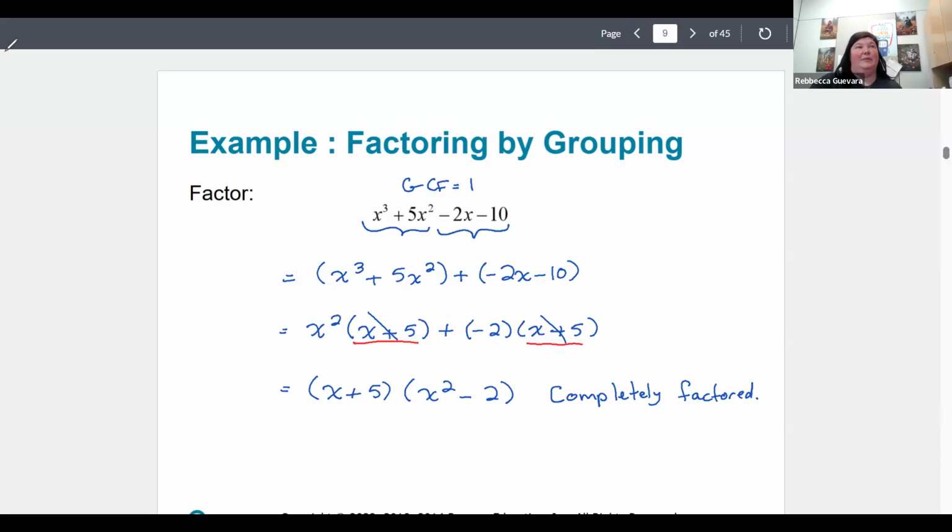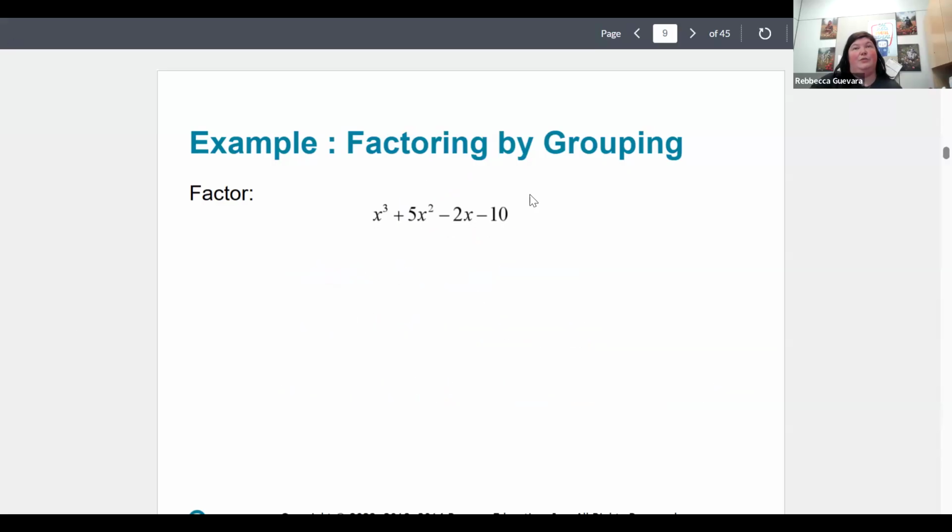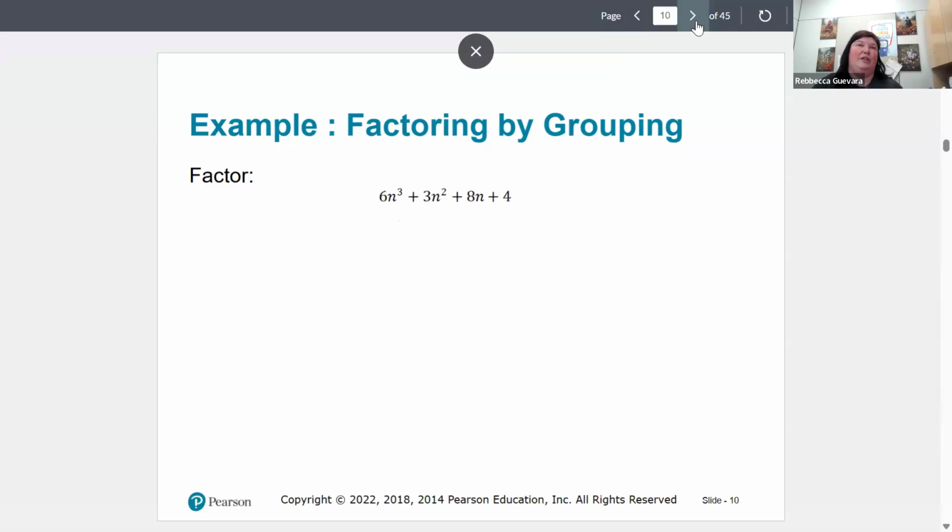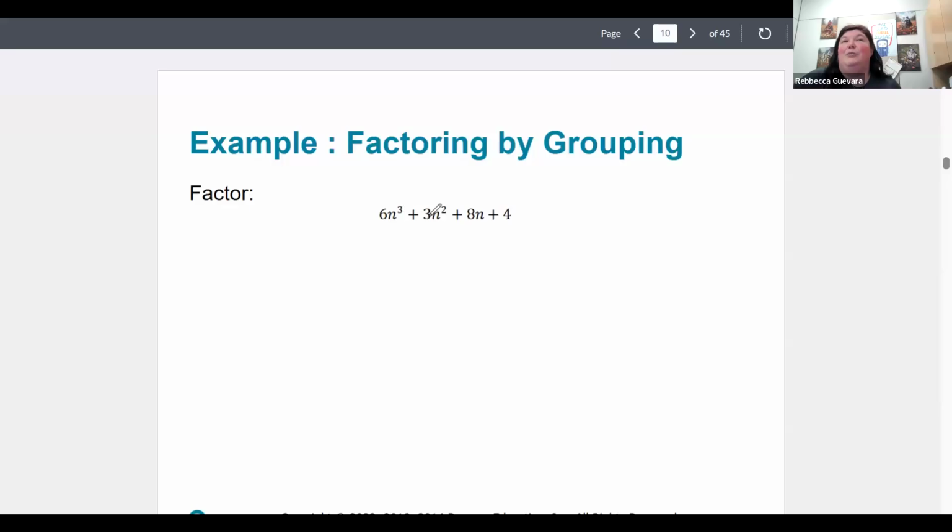Okay, so like I was saying, if you're given 4 terms and asked to do factoring by grouping, this technique should work, but it does not always work every time you're given 4 terms. Here's another example: 6n cubed, 3n squared, plus 8n plus 4. We're going to put the first 2 terms together, and then we'll put the second 2 terms together.